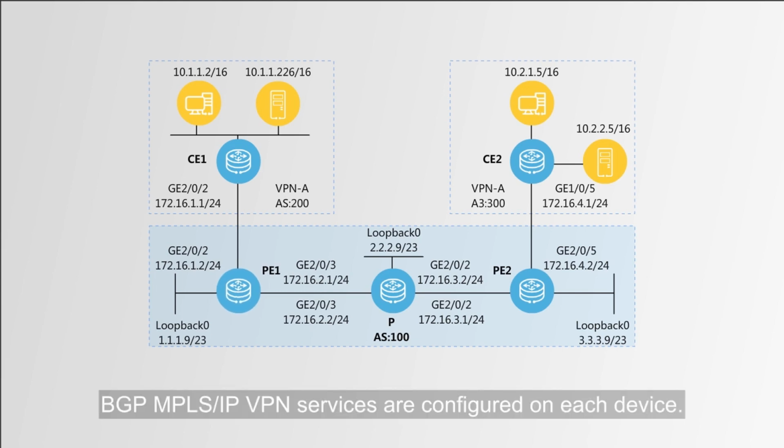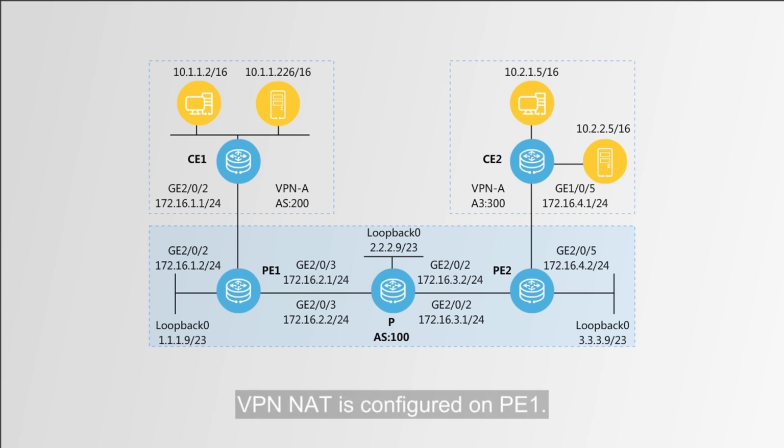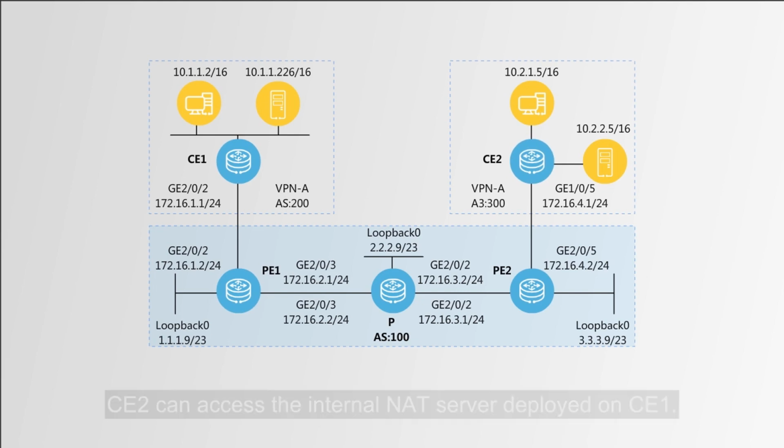BGP MPLS/IP VPN services are configured on each device. VPN NAT is configured on PE1. Private VPN users on CE1 and CE2 can communicate with each other. CE2 can access the internal NAT server deployed on CE1.